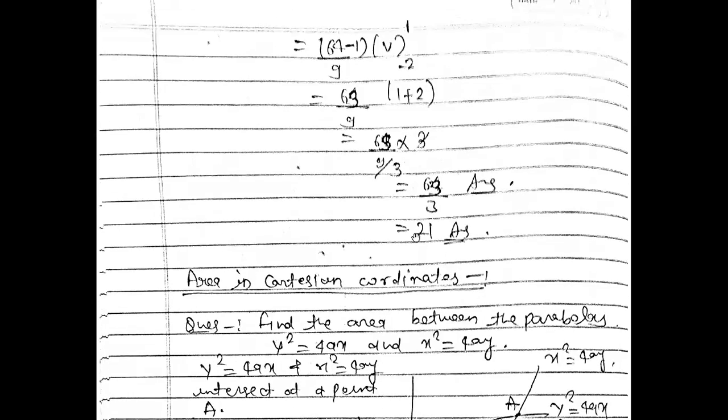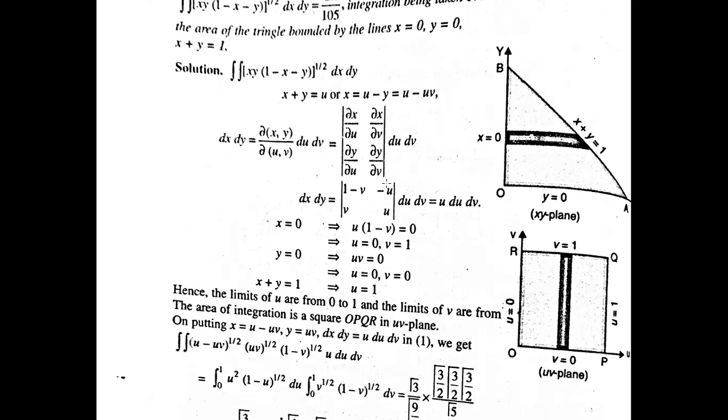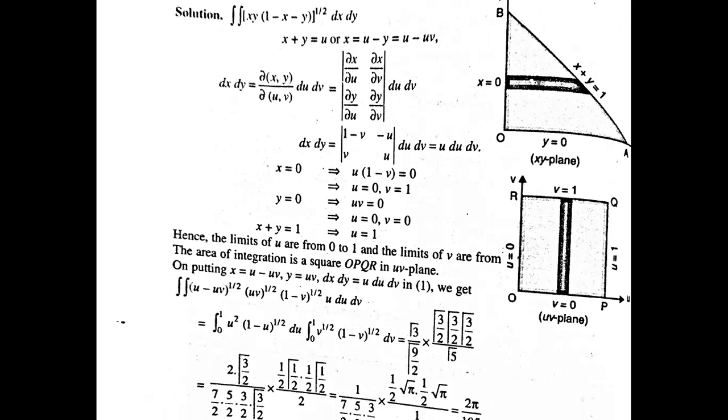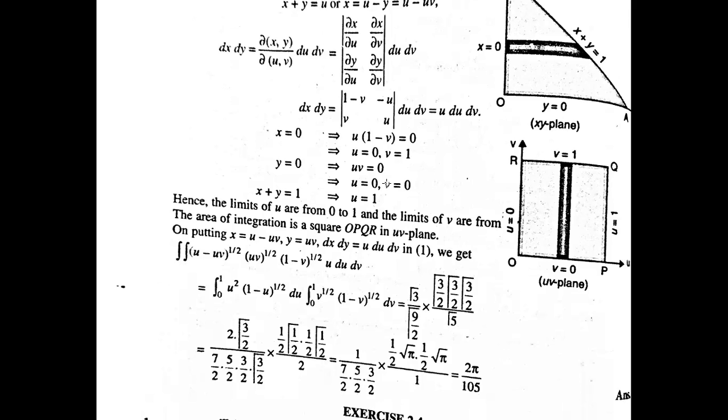Now your answer is 21. We are getting our answer as 21, right? This exercise is related to your change of variable. There is another example here. So you will see this example and try to understand it. The above example and this example, both methods are the same. The values will change, but both methods are the same. Just apply the same method here.